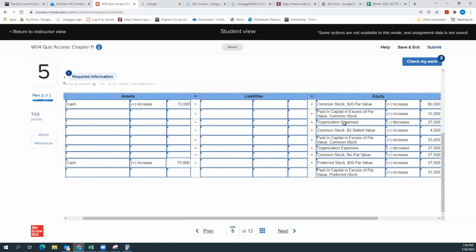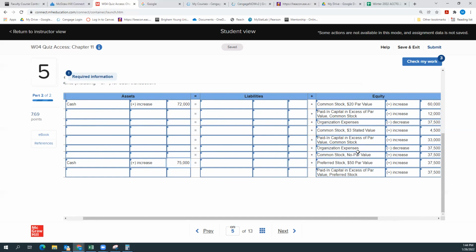In the second one, the business didn't receive any cash. Instead, they received services. Somebody provided services. And so they had an expense of 37,500, but they didn't pay any cash for that expense either. Instead, they issued stock, and 4,500 of that 37,500 was paid for with $3 stated value common stock, and the remaining 33,000 was paid in capital in excess of the par value of that common stock. What's confusing about this one is it shouldn't be par value, it should be in excess of stated value. That's an error that I'll submit to McGraw-Hill.